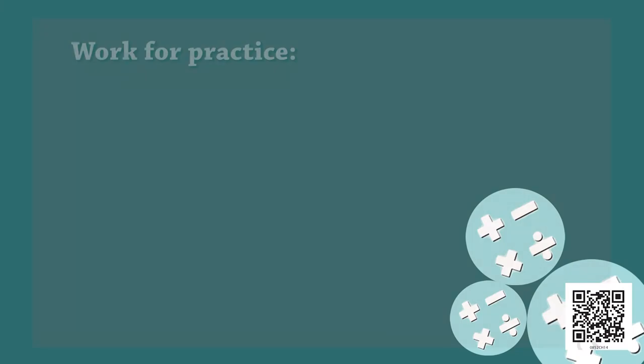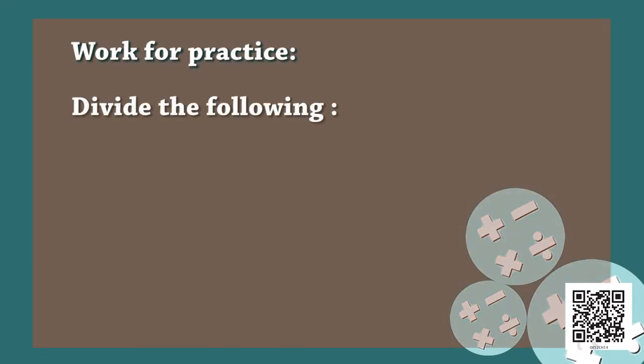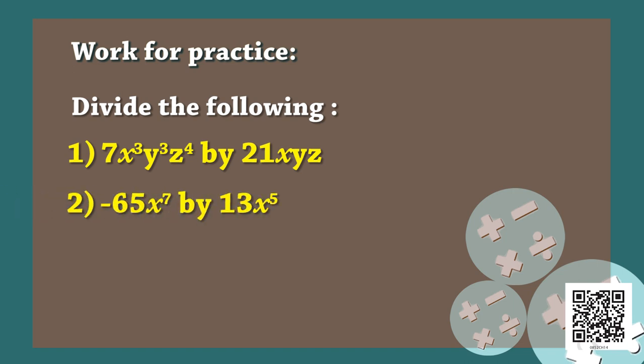For your practice, I am giving some problems. Work for practice, divide the following. Number 1, 7 x cube y cube z to the power of 4 by 21 x y z. Number 2, minus 65 x to the power of 7 by 13 x to the power of 5. Number 3, 100 y cube z to the power of 8 by 25 y z square.